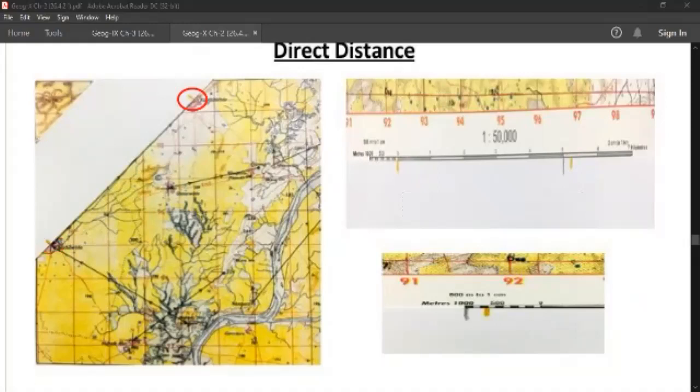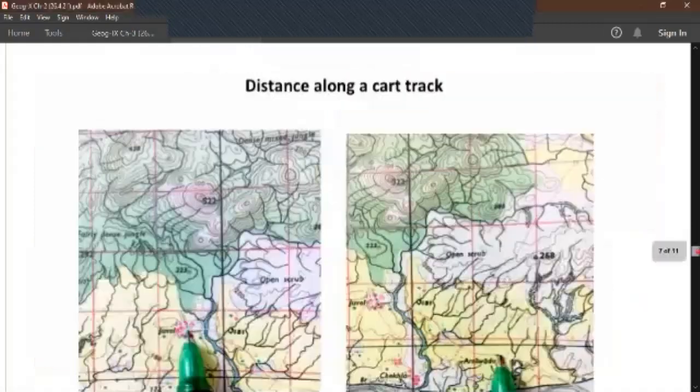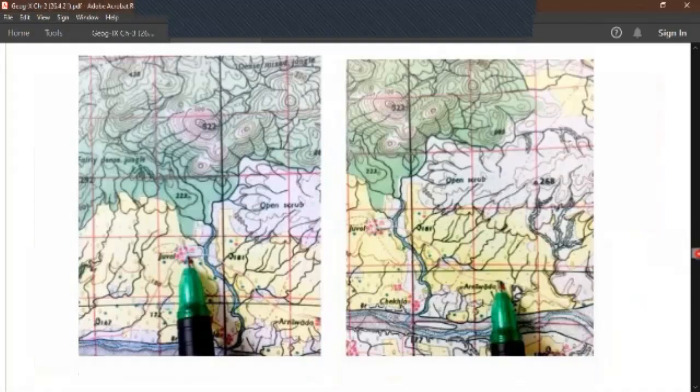So let us resume and discuss the second way of finding out the distance between two places. Now here you have to find out the distance between Jubol and Arniwada. Here it is the place named Jubol, and here it is Arniwada. So you have to find out the distance between these two places along the cart track. As you can notice, it is a red color line showing. This red color single line represents the cart track. So you have to find out the distance between these two places along the cart track.